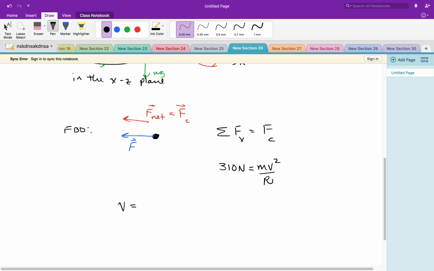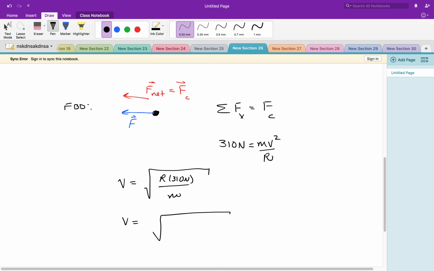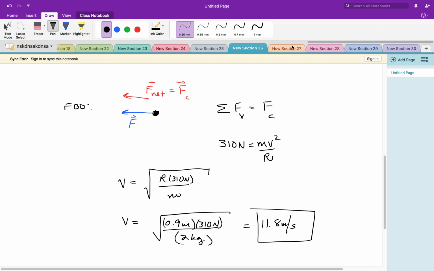So if I do the algebra, this is going to be the square root of r times 310 newtons divided by the mass. And we know the r is 0.9 meters. So this is 0.9 meters times 310 newtons divided by the mass, which is 2 kilograms. Let's see what we get there. The square root of 0.9 times 310 divided by 2 gives us about 11.8 meters per second. Okay, so that's the answer to that one, assuming we ignore gravity.